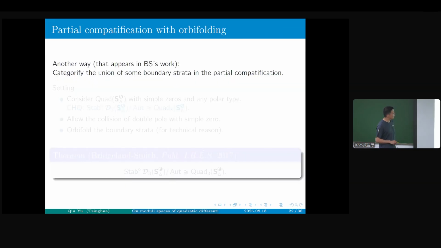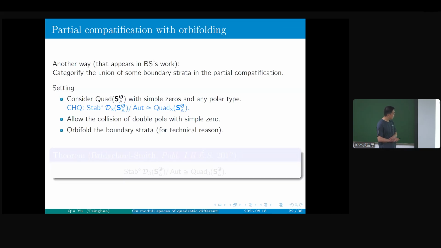But I'm more interested in another compactification, which appears in the Bridgeland–Smith work that I omitted a minute ago. So the categorification above is that when you add a boundary stratum, you use a new category to categorify this boundary stratum. But in the other part of Bridgeland–Smith's work, what they consider is that when there are double poles, they want to allow the collision of a double pole and a simple zero. So this is a special case of collapsed subsurface. Here, basically, you are taking a disk containing a double pole and a simple zero, and collapse this disk. Equivalently, you just allow the collision of these two types of singularity.